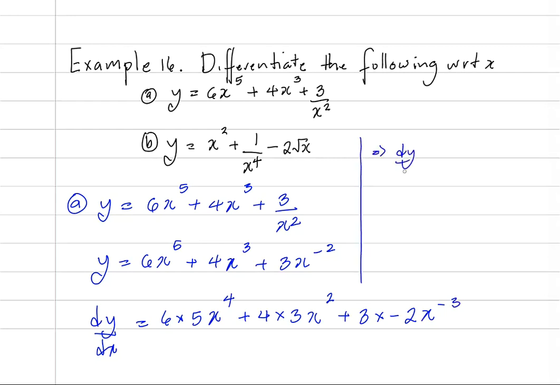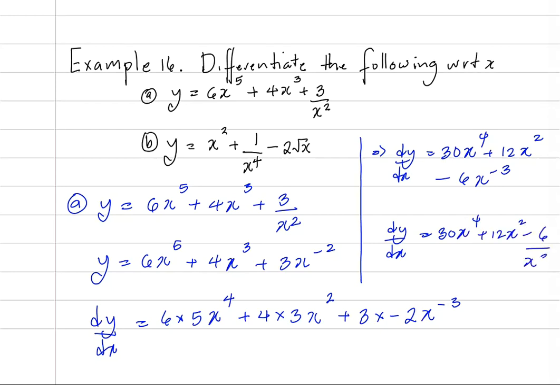dy by dx would be equal to 30x to the 4 plus 12x squared minus 6x to the minus 3. Then I could further write it as like this. This is 30x to the 4 plus 12x squared minus 6 over x cubed.